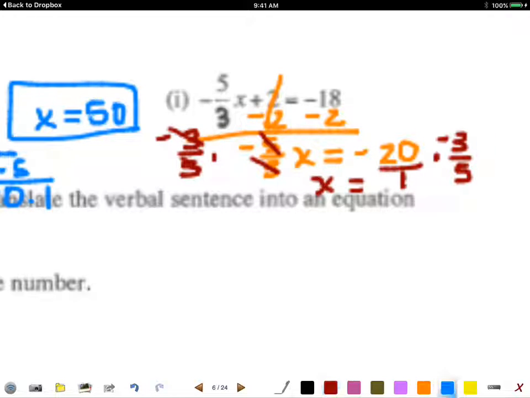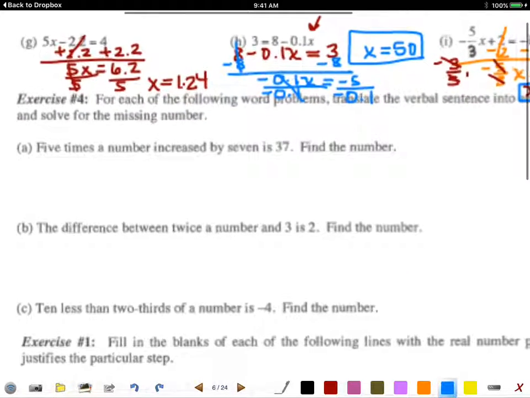Now that 5 and 20 can simplify. 5 goes into itself once and into 20 4 times. And don't forget that negative that's there with the 20. So we're left with negative 4 times negative 3, which is 12. Good. Very good. All right.